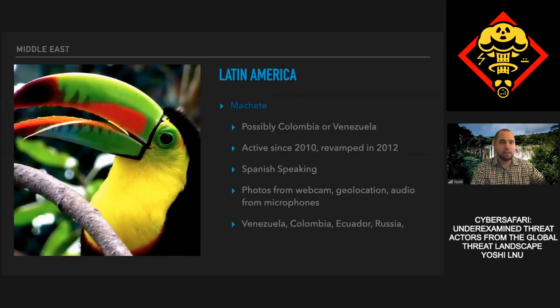So our last threat actor for today is located in Latin America and goes by Machete. It's possibly Colombia or Venezuela. It's been active since 2010 and revamped its infrastructure in 2012. It is a Spanish-speaking APT, which is interesting. And they look for photos from webcams, geolocations, audio from microphones, sort of all those things that you'd want in an espionage set.